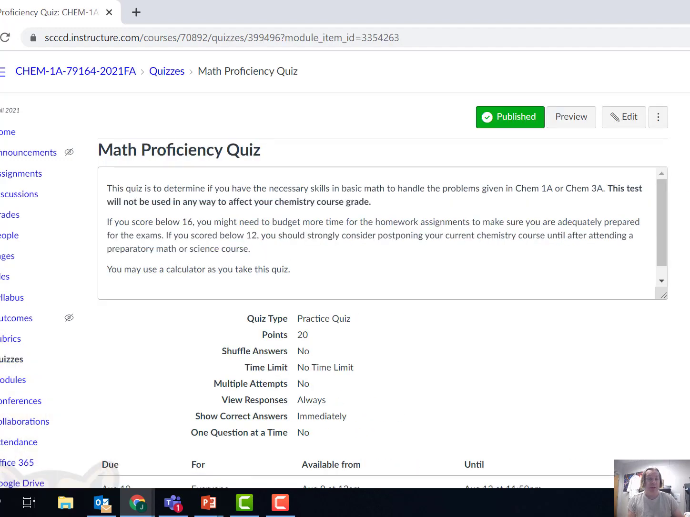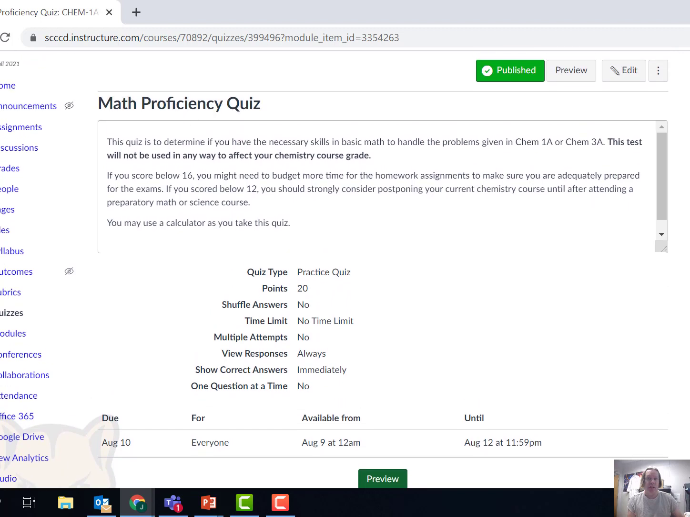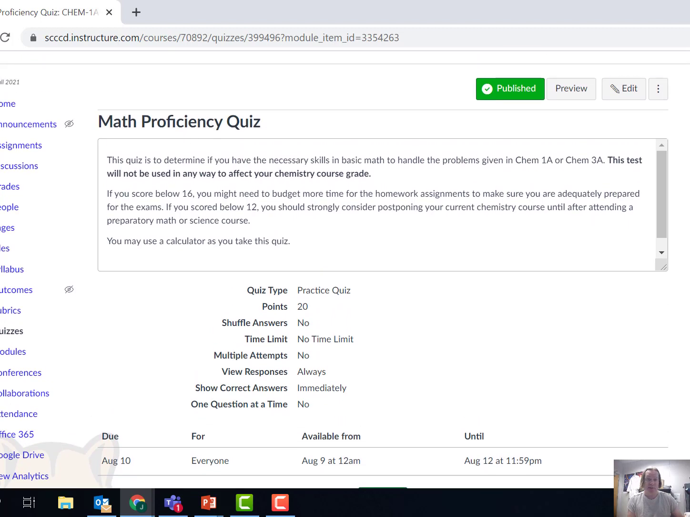And then we have a math proficiency quiz. This is not a graded activity, but it is important, and it will help you get a sense, and me as well, of what kind of effort you'll need to put into the class to be successful.